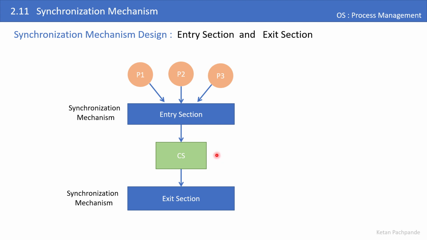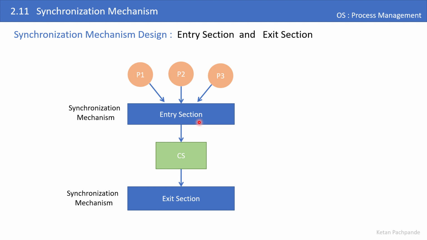So let's assume that P1 is here in the critical section. While it is in the critical section, P2 arrives. So P2 will wait here in the entry section. So that's how we have to design this entry section. Entry section should know if anybody has already passed through the entry section. So if another process comes, entry section will make that process wait.